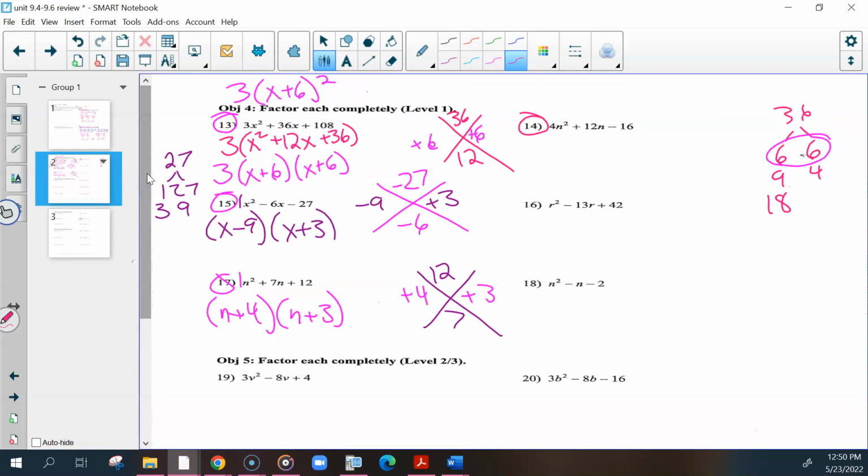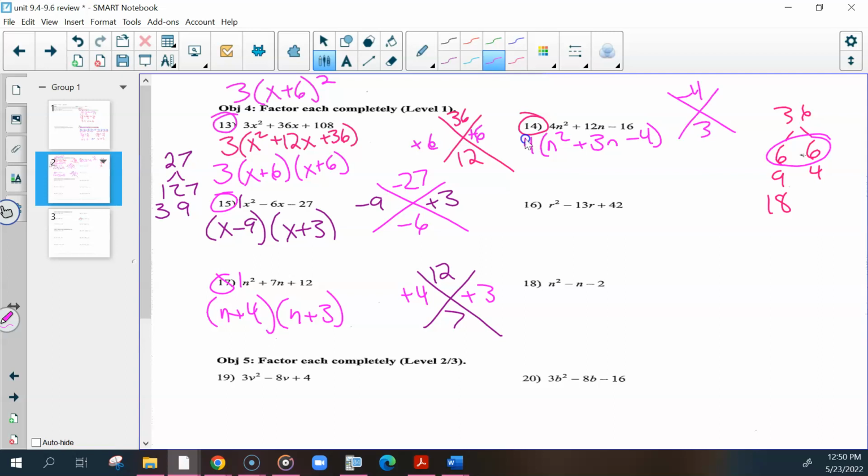So for 14, this is very similar to 13. Do these all have something in common? Yes, 4. So if I divide 4 out of each of these, what would be left? n squared plus 3n minus 1. So then we're looking for two numbers that multiply to be -4, but add to be 3.